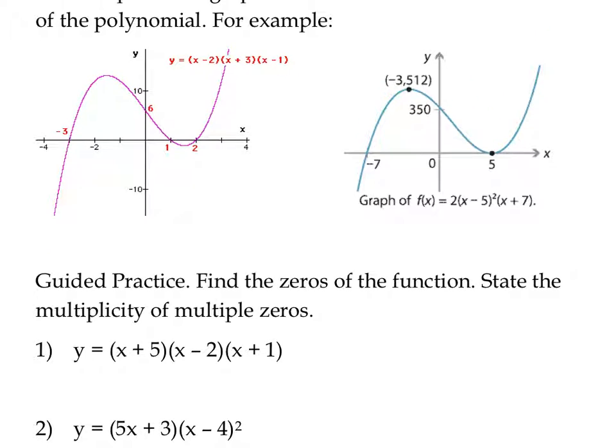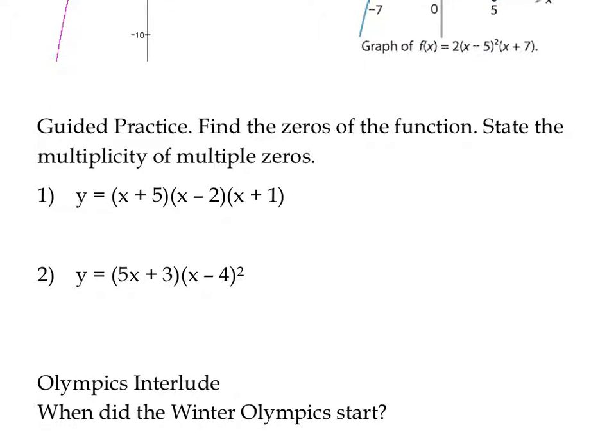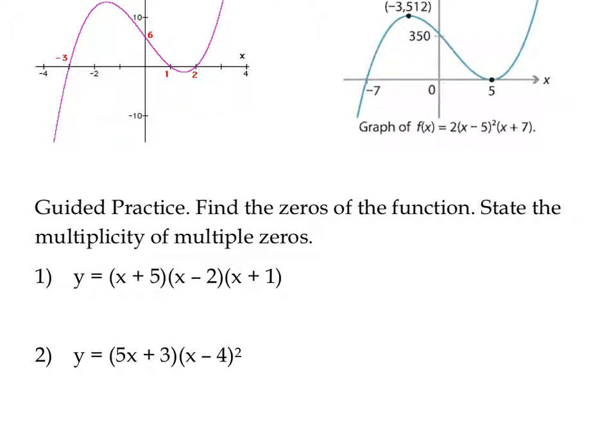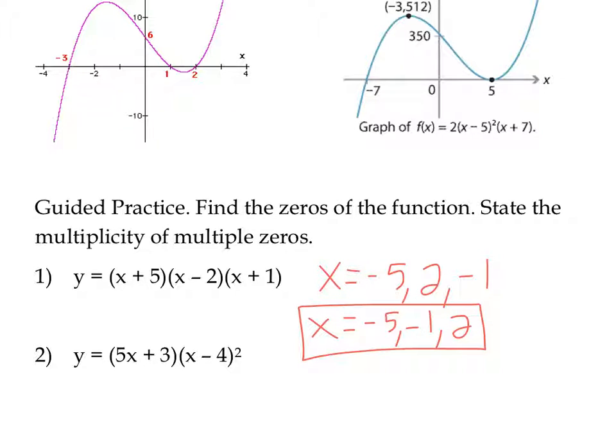Another example, if we find the zeros of this function and state their multiplicity. We're going to find the zeros and state the multiplicity of them, if there are any. So in this first example, relatively straightforward, the zeros are going to be negative 5, 2, and negative 1. Often we'd write those in order from least to greatest, but it doesn't matter. Those are the x values.